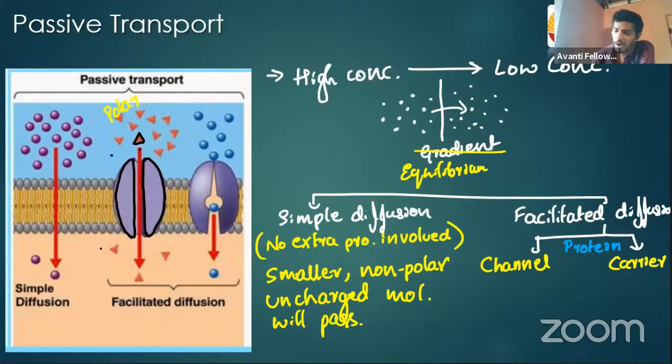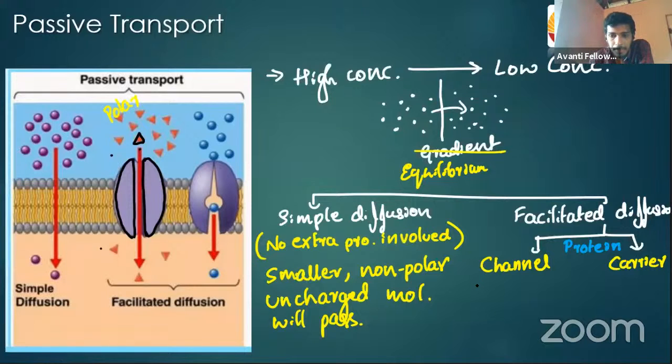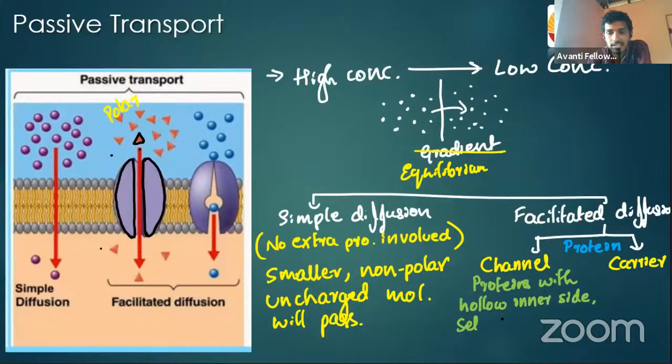Do you really think it will allow all the molecules? No, it will only allow selected molecules. So I will write it this way: channels are proteins with a hollow inner side, but they do not allow all molecules. They are selective in function. That means they select one particular molecule and transfer it.